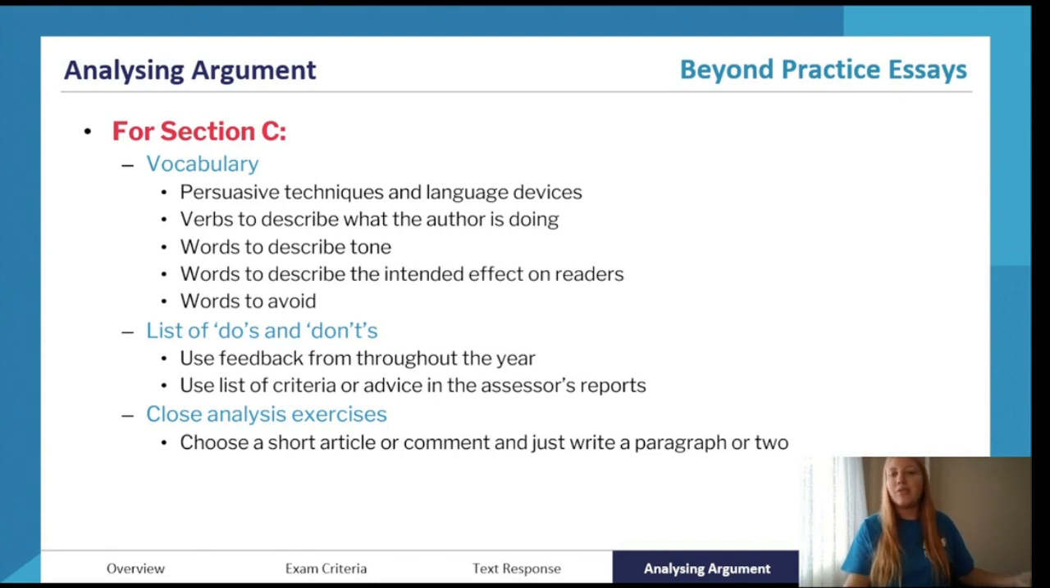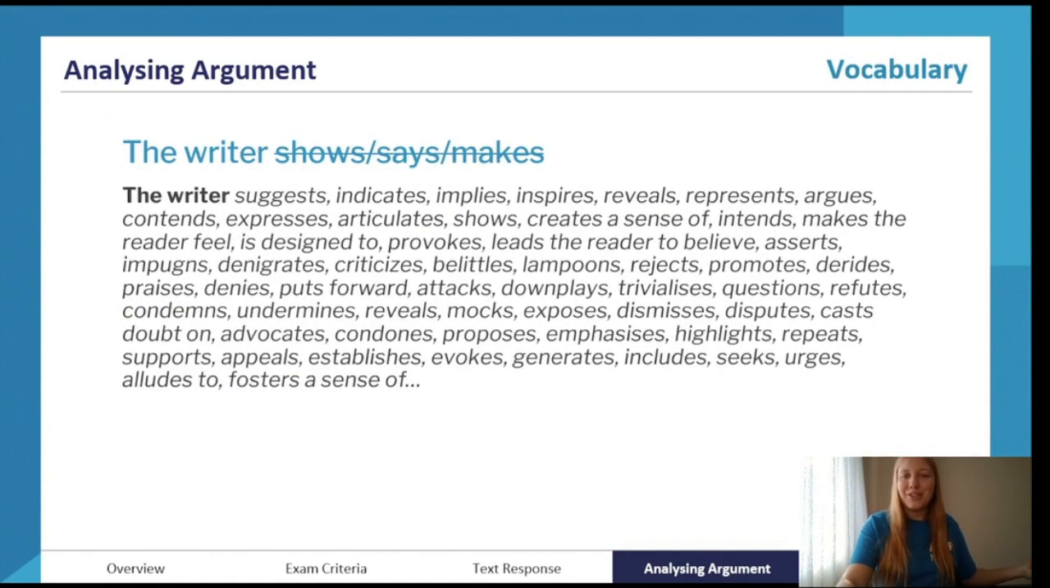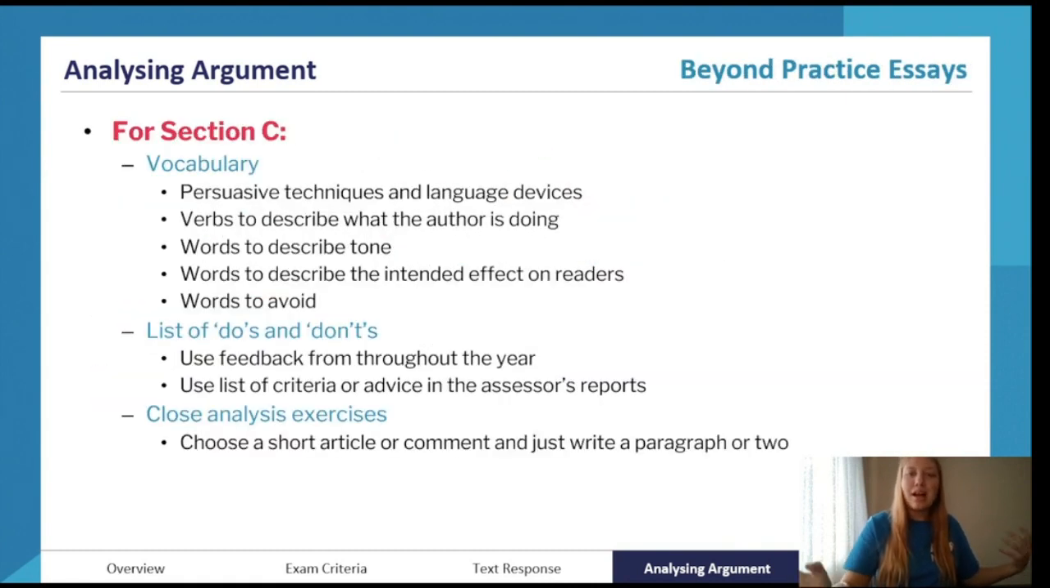Verbs to describe what the author is doing. You've got such a good list here, guys. Use it, absolutely use it. Words to describe persuasive techniques and language devices. This is a very important one, and this is where most of you will have some issues and need to improve on. You really want to make sure you have a range of vocabulary under your belt.